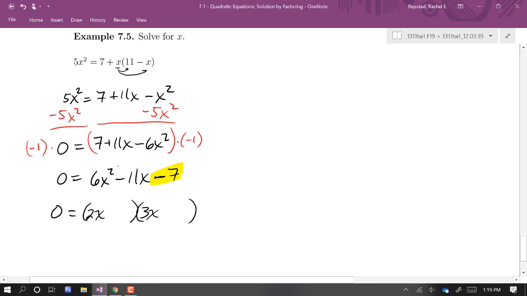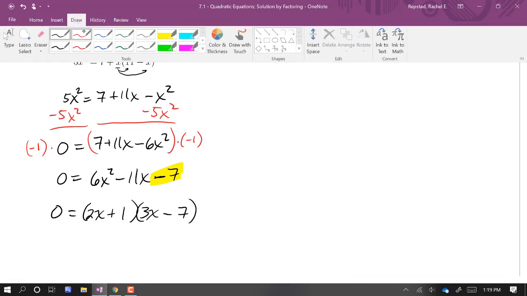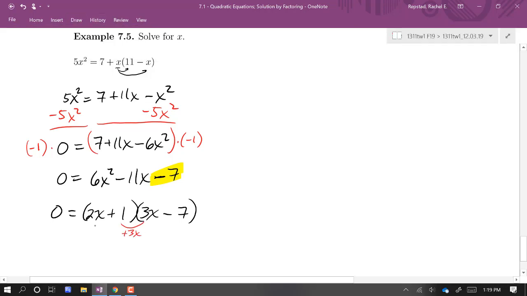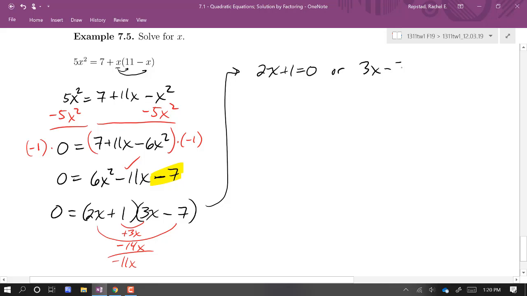It's going to be 2x plus 1 and 3x minus 7. So let's do a quick check. This is plus 3x. This is minus 14x, which gives us minus 11x, and that works. Good. How's that so far? What do we get to do now? 2x plus 1 equals 0, or 3x minus 7 equals 0. Solve that. Great. Right, so these are simple equations.